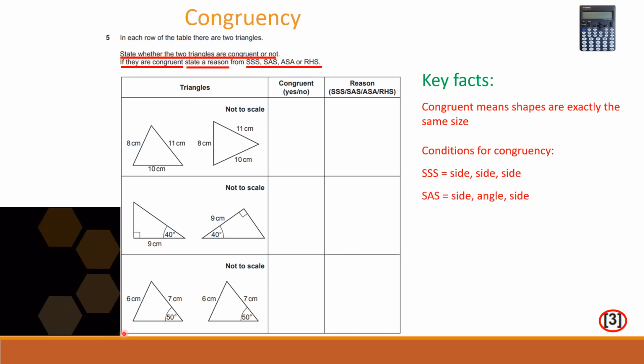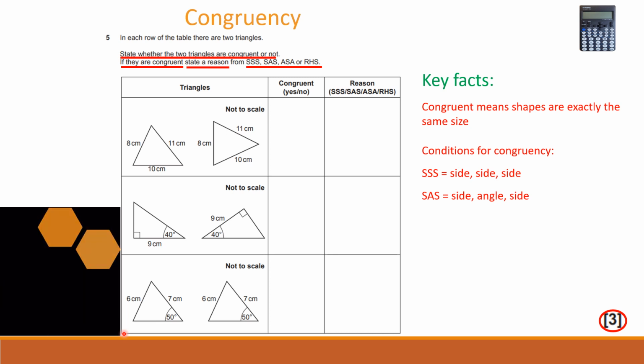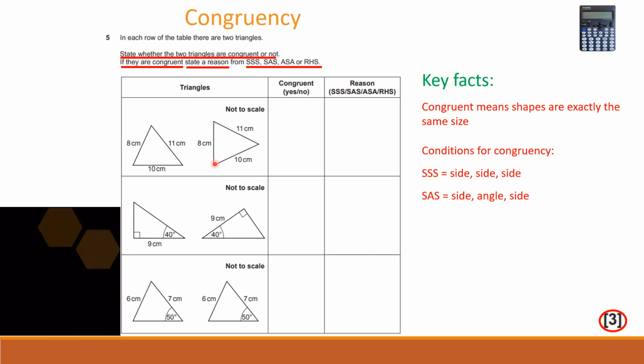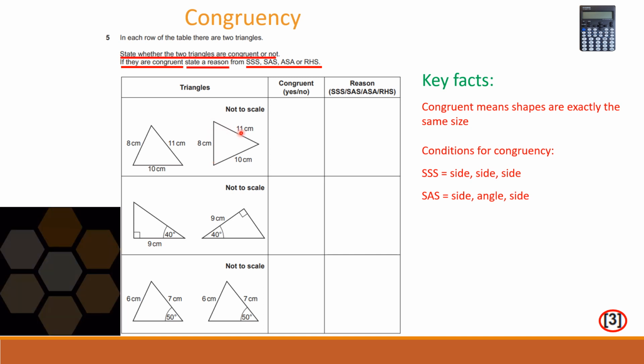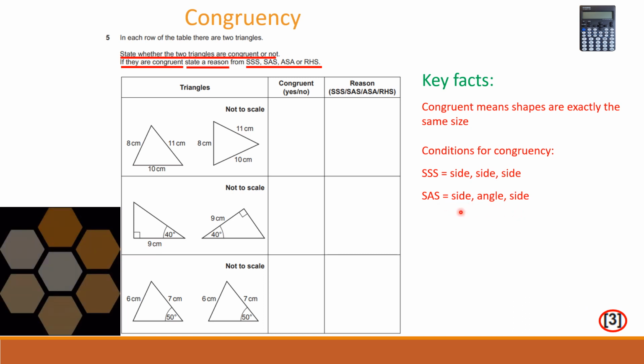Side, angle, side. Now this must mean that the triangle must have a side, so like this. The angle must be in between it and then the next side is given. So it must be included between it. So it must go side, angle, side. So that's what SAS means, side, angle, side, where the angle must be between the 2 sides that are given.